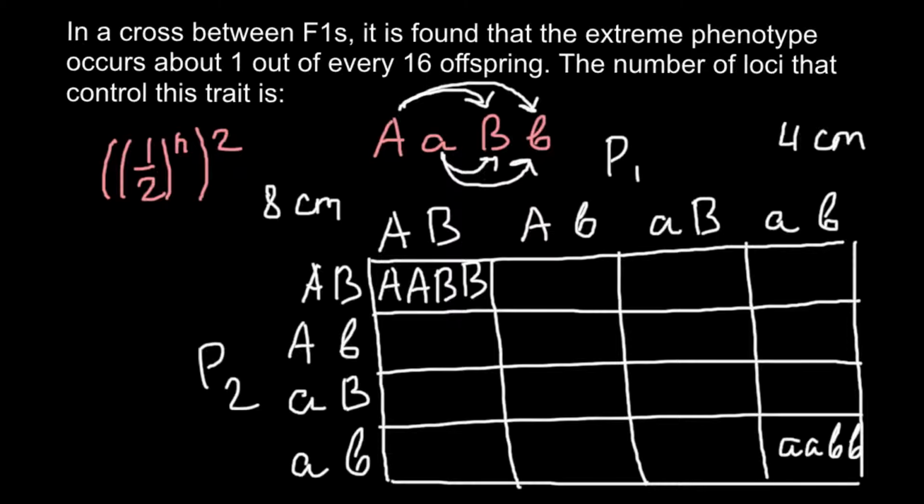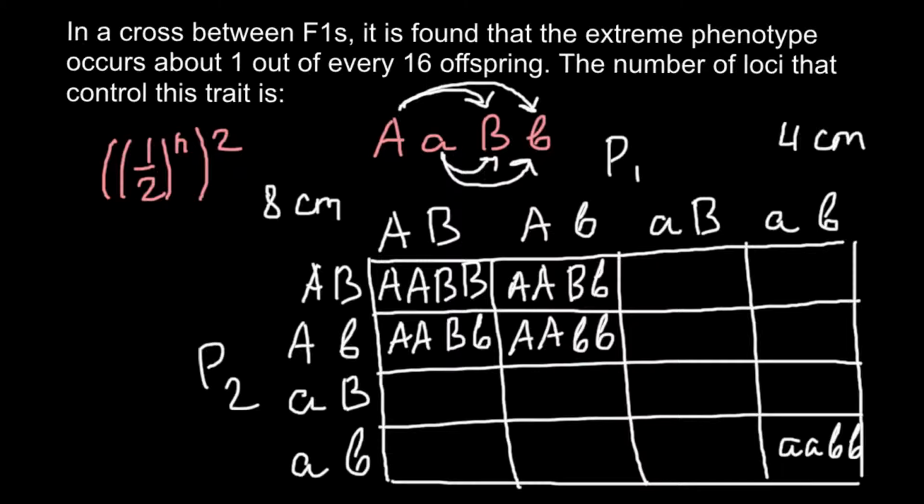For example, here we would have capital A, and capital B, small b. Or here we would have capital A, capital B, and small b. And here, for example, capital A, and small b. In other words, 2 centimeters, 2 centimeters, 1 centimeter, 1 centimeter.